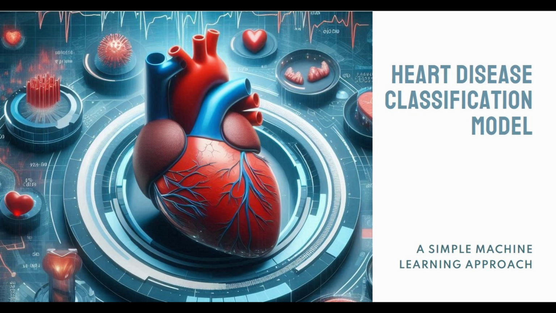Scaling. Why is that needed? Well, look at the ranges. Age might go from 29 to 77, while ST depression, oldpeak, goes from 0 to maybe 6.2. If you don't scale them, the bigger numbers dominate. Exactly. Features with larger numerical values could unfairly influence the model just because of their scale. Scaling puts everything on a comparable level, maybe between 0 and 1, or with a mean of 0 and standard deviation of 1. Okay, levels the playing field.